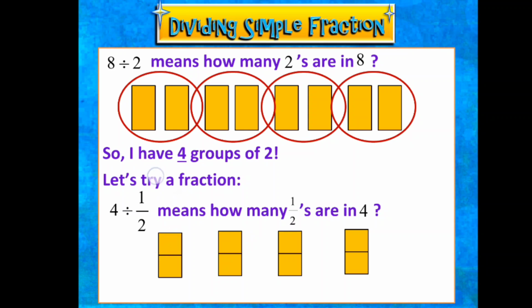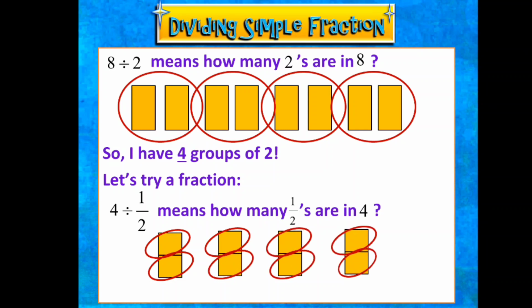So group them by halves. We have 1, 2, 3, 4, 5, 6, 7, 8. So there are 8 halves altogether, right? So there are 8 groups of 1/2. So that is how we answer about fraction.